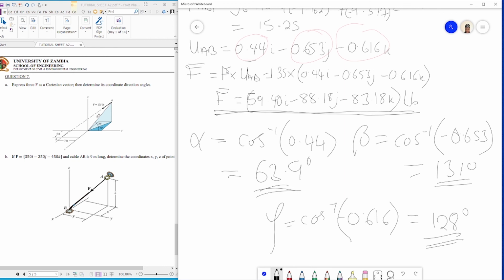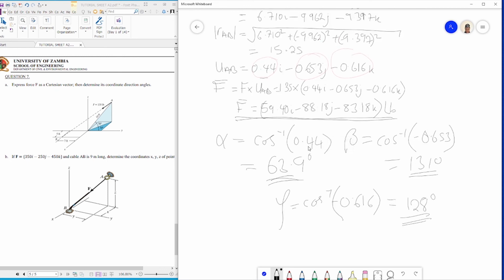So this one at least was not too much, but I hope you've seen how we have solved it. Pardon, we overzoomed it, so it became a little bit faint, but I hope we are able to see.